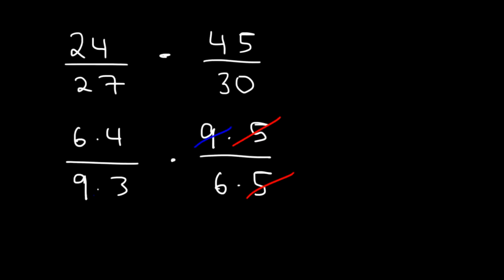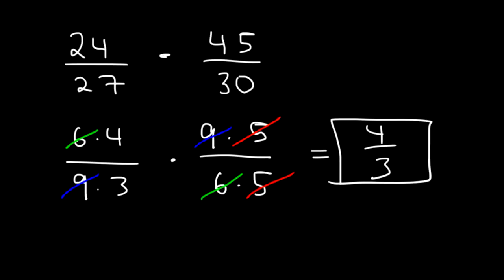The same is true for the 9. And we can cancel a 6. So therefore, the final answer is 4 over 3. So we were able to get the final answer without multiplying 24 by 45. That step was unnecessary. Plus, it's going to take some time, and you need a calculator. Doing it this way requires no use of a calculator.